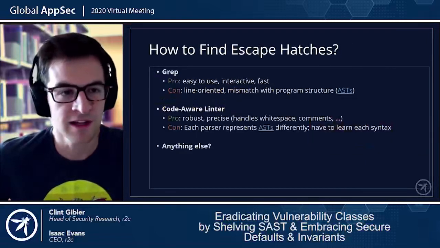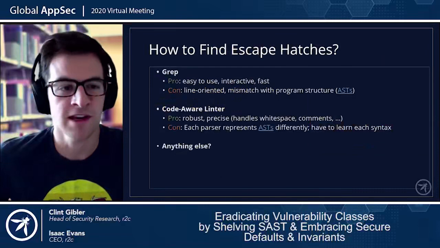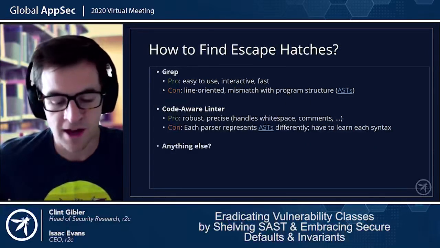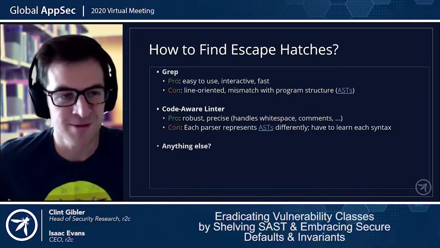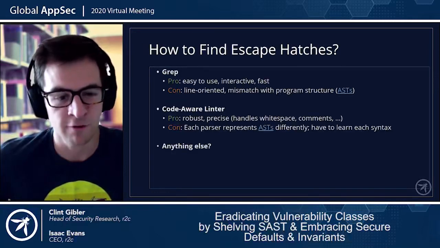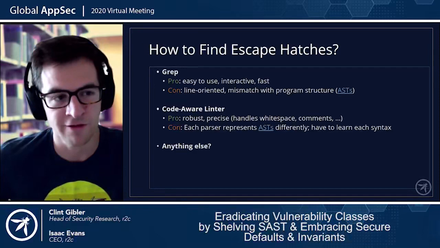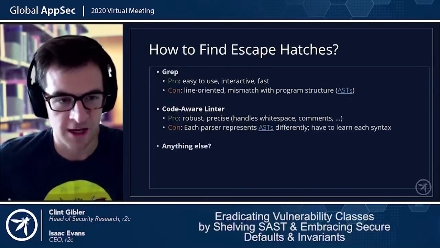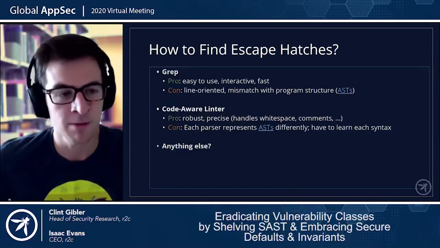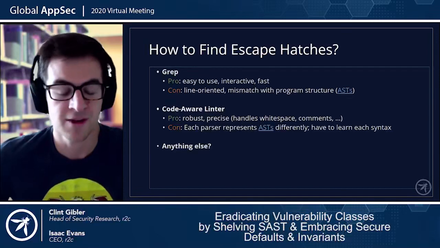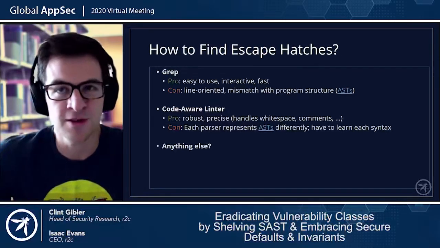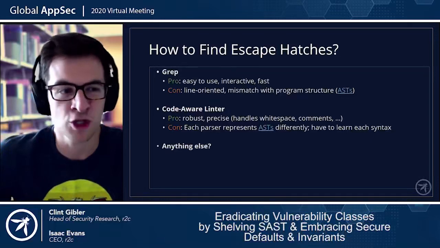So specifically, how are we actually going to find escape hatches? And there are a couple of options here. The first one, which might seem crazy to you, but I've actually encountered a lot of really good security teams who have gotten a lot of leverage out of it, is grep. So grep is easy to use, it's interactive, it's fast. Most people know regular expressions already. And if we're just looking for a function named exec, it's going to do the job. It's going to potentially trigger on some things that it shouldn't.